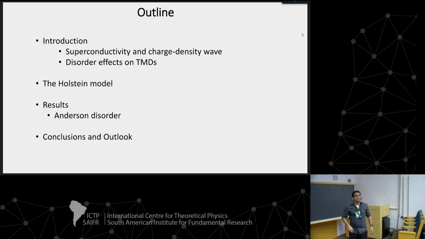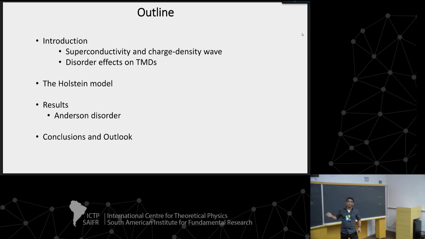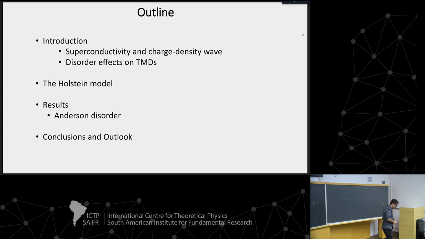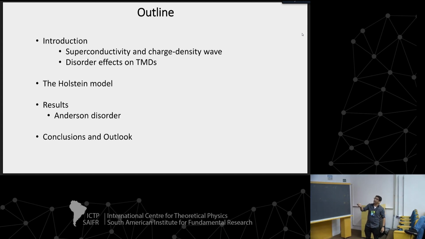So I divide my presentation this way. I will first present some introduction about superconductivity and charge density wave, in particular using the background of transition metal dichalcogenides. Then I will introduce you the Holstein model, not Hubbard, Holstein model. And then I will give you some results, my conclusions, and outlooks.